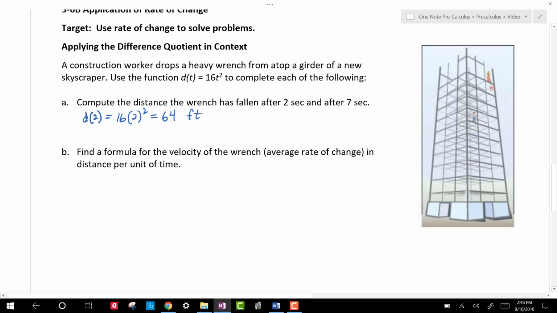Okay, 64 feet. And we do want to make sure we're putting units on this because we do have an application here. So we want to make sure that we're keeping the units correct. D of 7, the distance after 7 seconds is equal to 16 times 7 squared, and that's going to equal 784 feet. That must be quite a skyscraper there if it's dropping 784 feet, okay? So just 2 instances of how far the wrench has fallen after 2 seconds and 7 seconds.